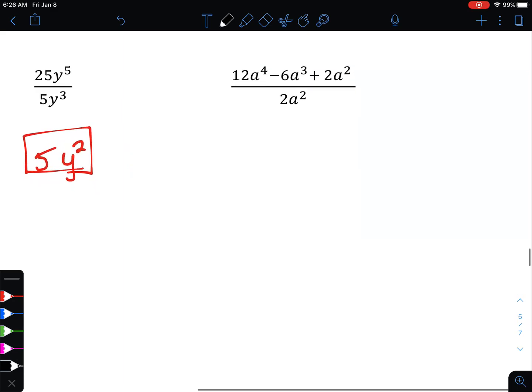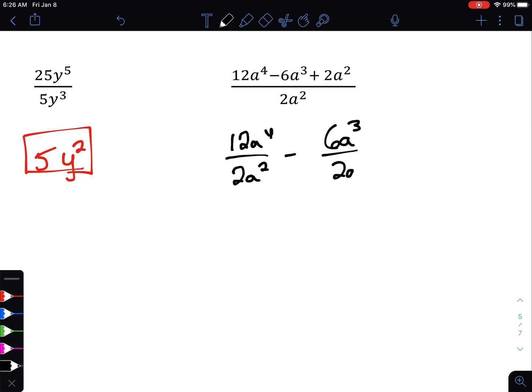For the next example, here's where things get a little bit trickier. We've got 12a to the fourth minus 6a to the third plus 2a squared all over 2a squared. First thing we're going to want to do is rewrite this all as fractions over 2a squared. When we do that, we're going to separate those. We're going to have a minus sign there, then the 6a cubed over 2a squared, and then plus 2a squared over 2a squared.